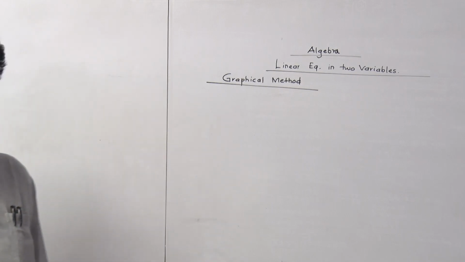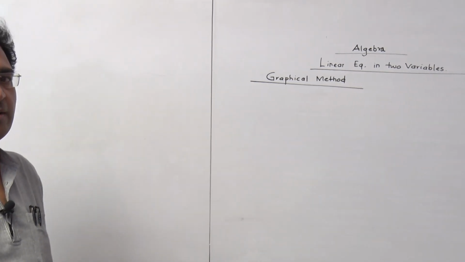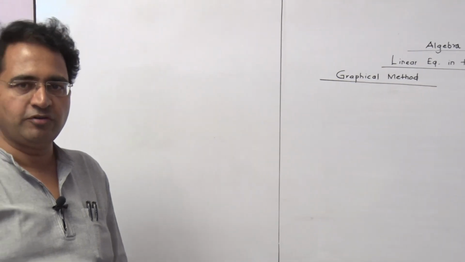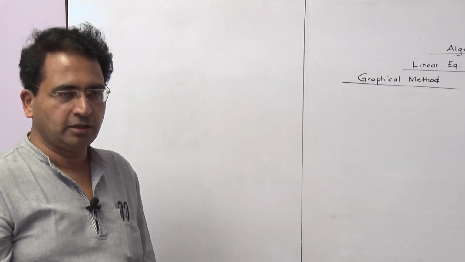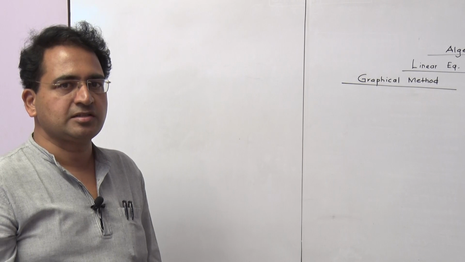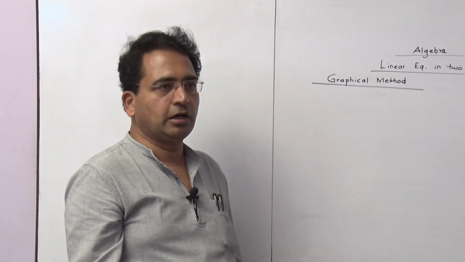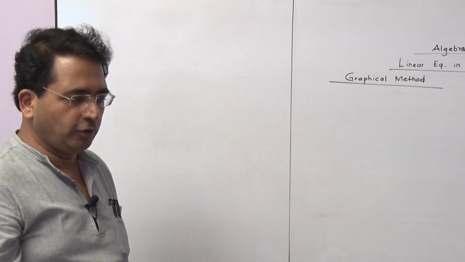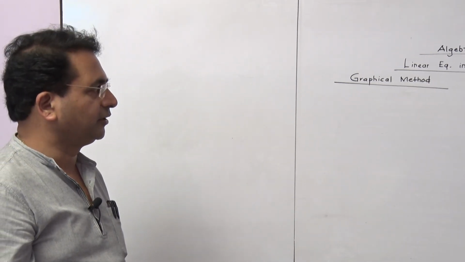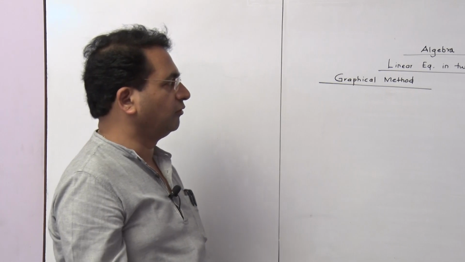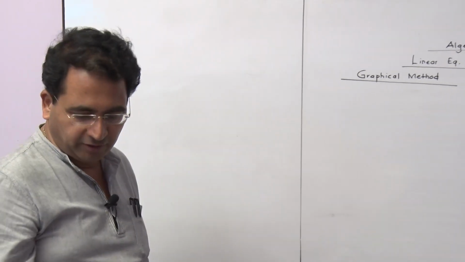Whatever methods we have studied for solving equations simultaneously, that is by equating the coefficients, and one more method, that is add, subtract, and substitute. That is the last method we discussed in the earlier session. Now we are going to go ahead with the graphical method, solving the equations by graphical method.